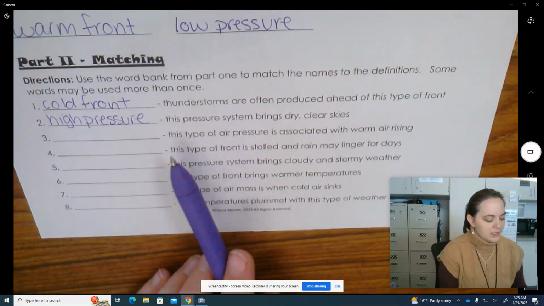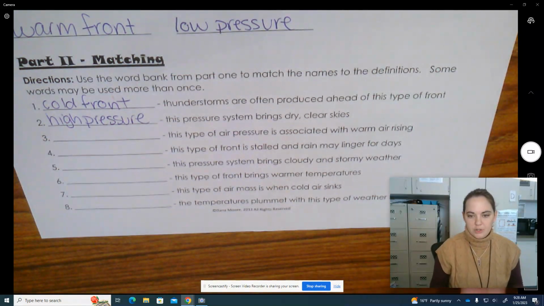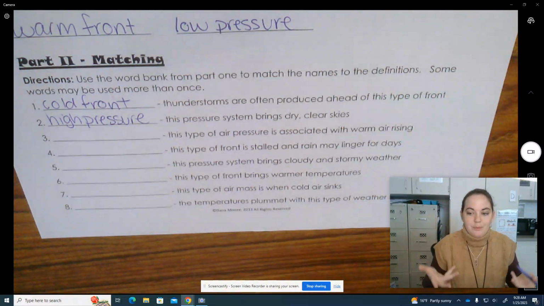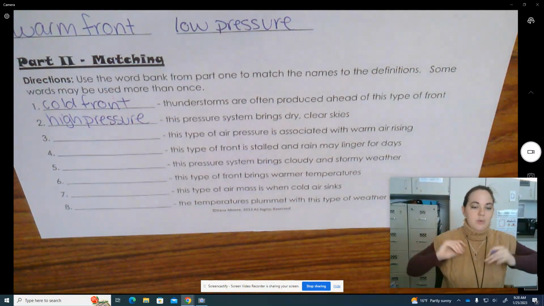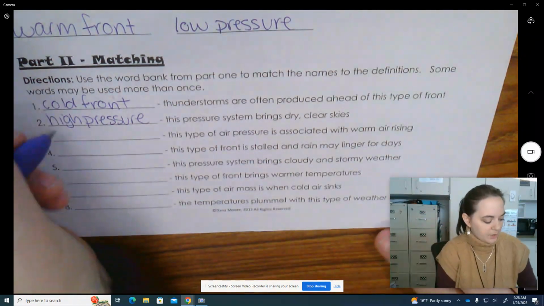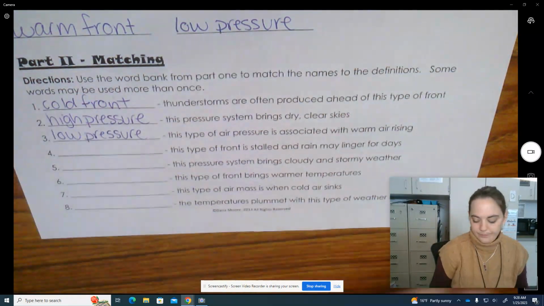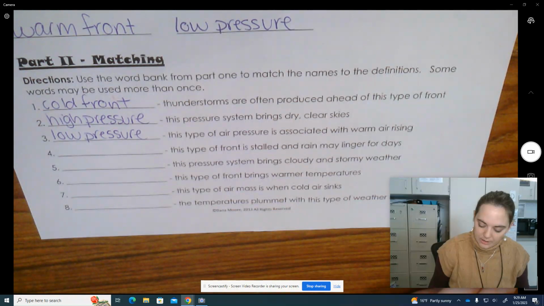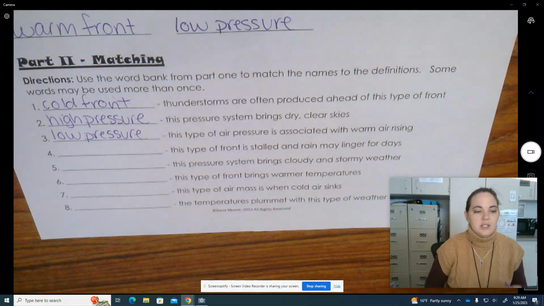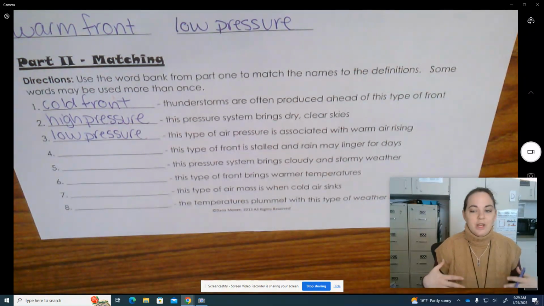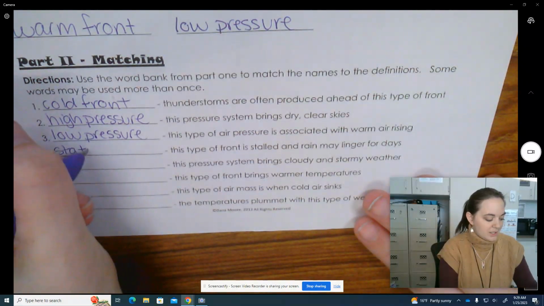Third one is this type of air pressure is associated with warm air rising. In what type of pressure is air going to want to just rise, water evaporate? It's going to be when there's less pressure, less density. So it's going to be low pressure. Number 4, this type of front is stalled and rain may linger for a few days. This type of front does not move, it's stalled. So the stationary front is the one that does not move.